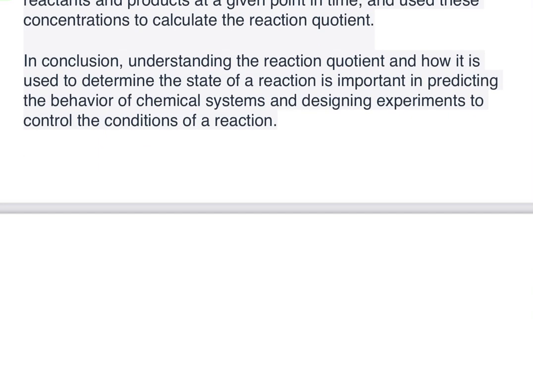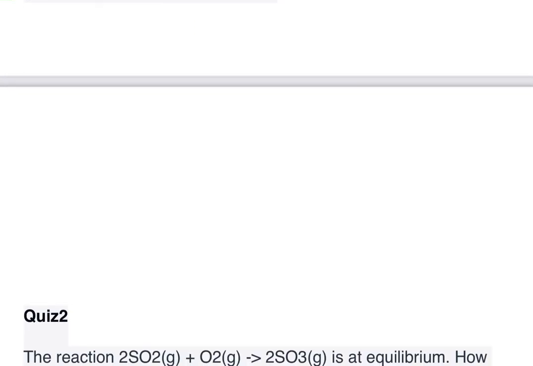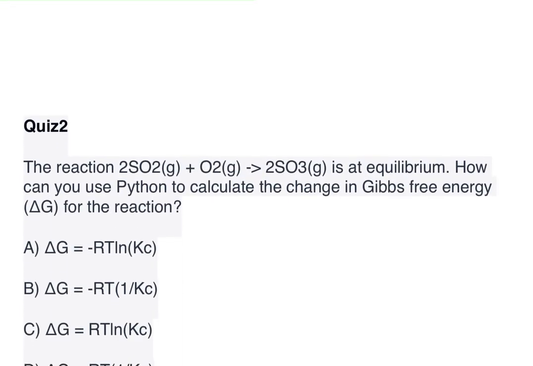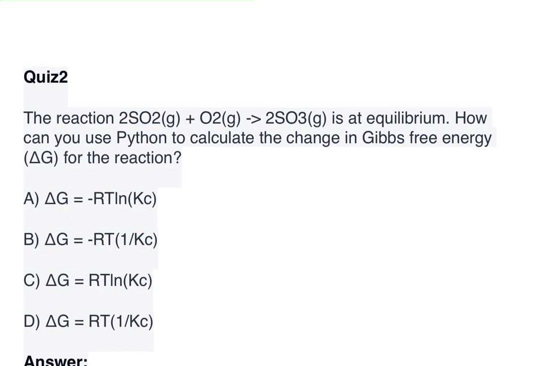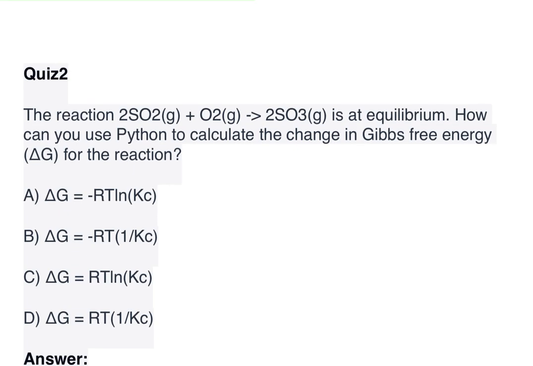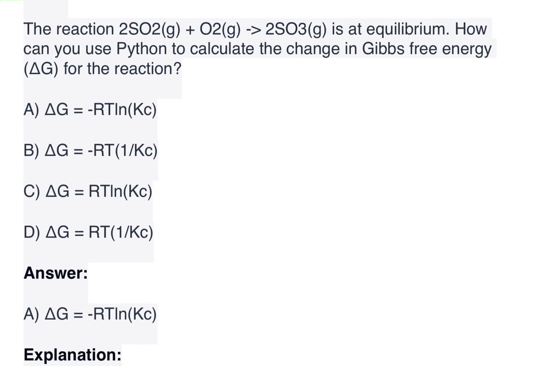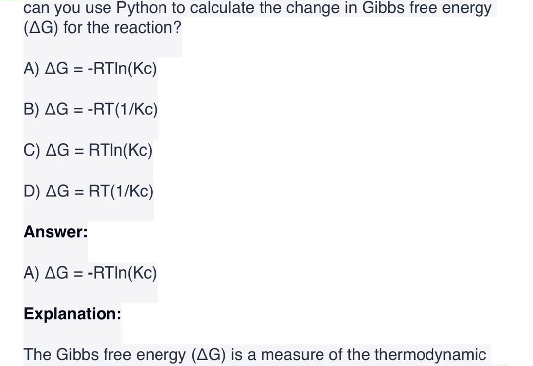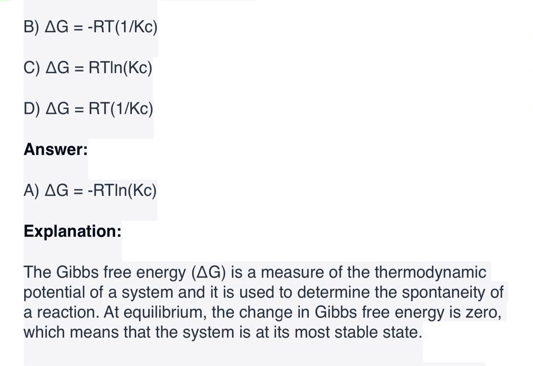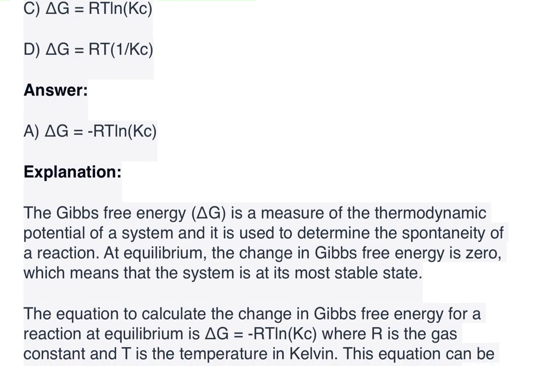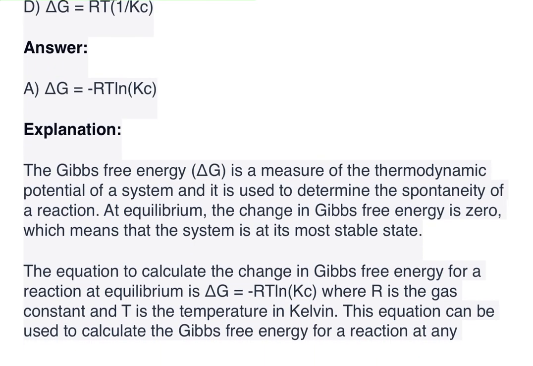Quiz: the reaction Q versus K, G versus, is at equilibrium. How can you use Python to calculate the change in Gibbs free energy, dG, for the reaction? A. dG = -RT ln Kc. B. dG = RT ln Kc. C. dG = -RT ln Kc. D. dG = RT ln Kc. Answer: A. dG = -RT ln Kc.